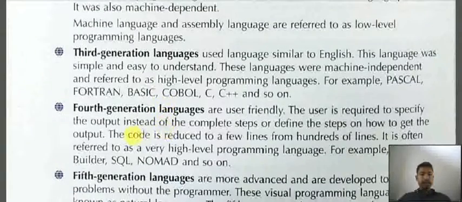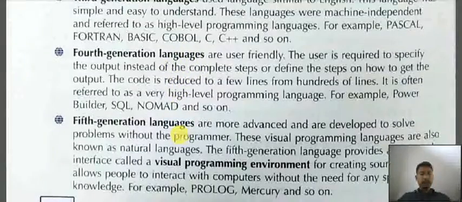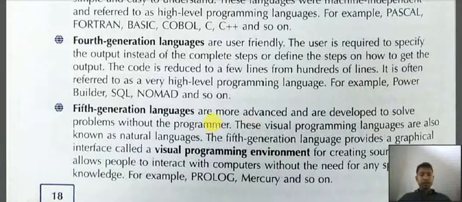The next is SQL, Nomad. This comes under the fourth generation language, which is more user friendly. Then the last one is fifth generation language, which is more advanced and developed to solve problems without a programmer. So without a programmer, the problems can be solved.